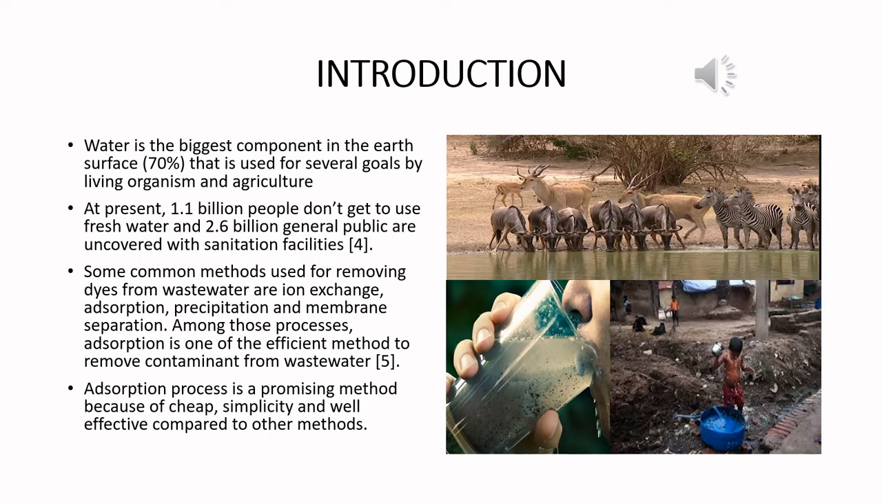Water is the biggest component of the Earth's surface and is used for several goals by living organisms and agriculture. At present, 1.1 billion people don't get to use fresh water, and 2.6 billion people are without sanitation facilities. Some common methods used for removing dyes from wastewater are ion exchange, adsorption, precipitation, and membrane separation. Among those processes, adsorption is one of the efficient methods to remove contaminants from wastewater. The adsorption process is a promising method because of its simplicity and effectiveness compared to other methods.